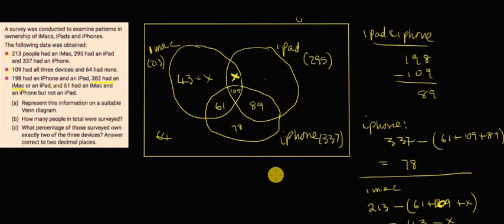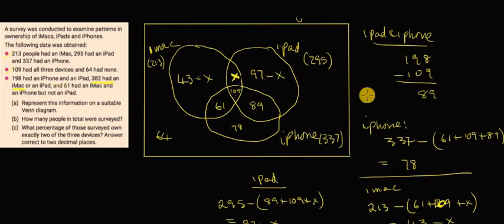Let's do the same now for the iPad. The iPad is equal to 295. Take away these 3. 89 plus 109 plus X. And that's going to give me 97 minus X. So I put that in here, 97 minus X. Okay, now we need to solve for this X.